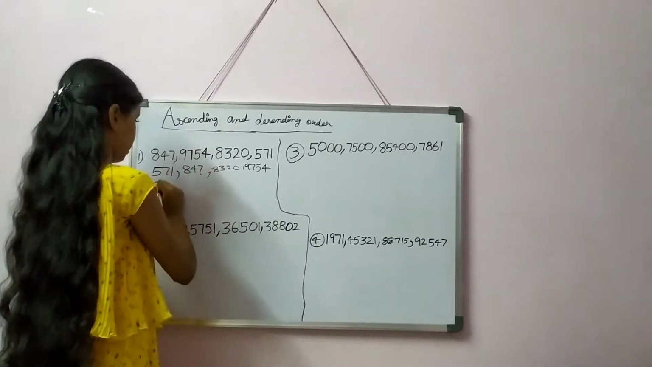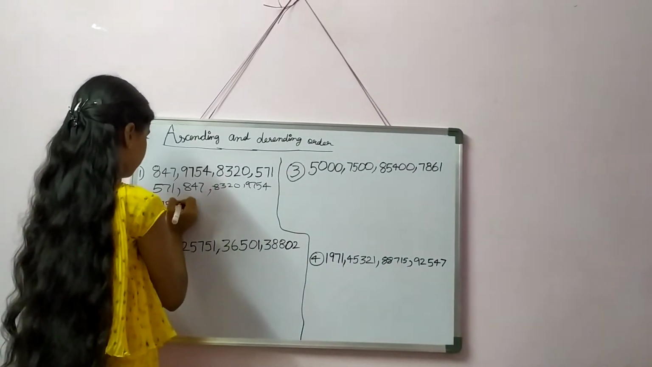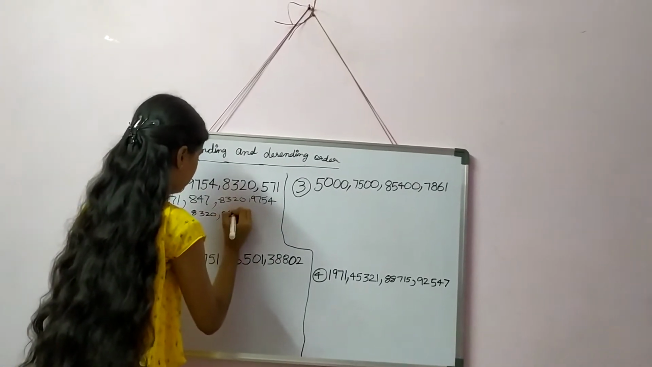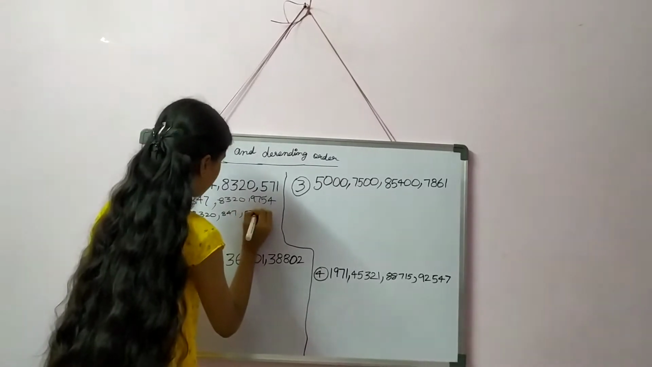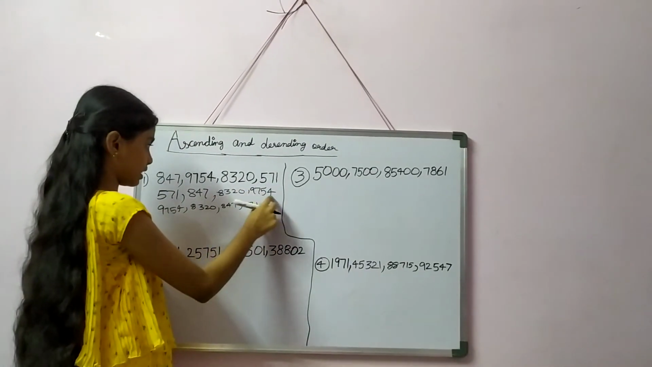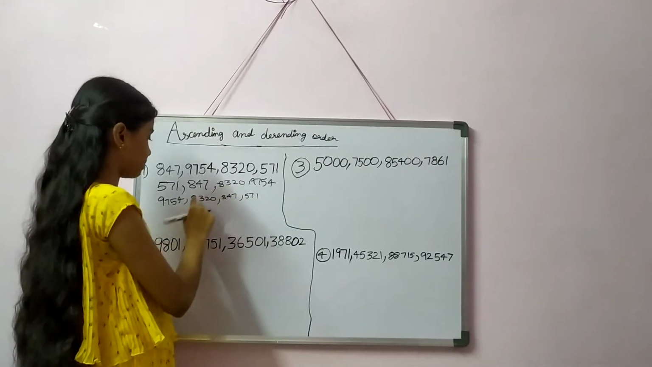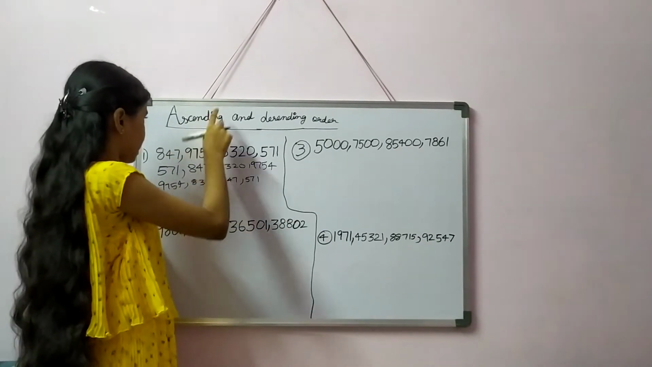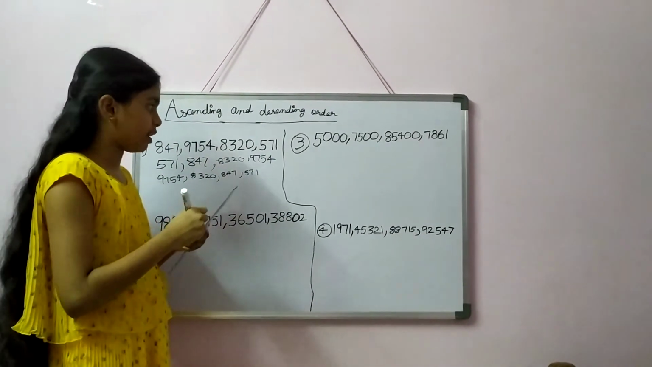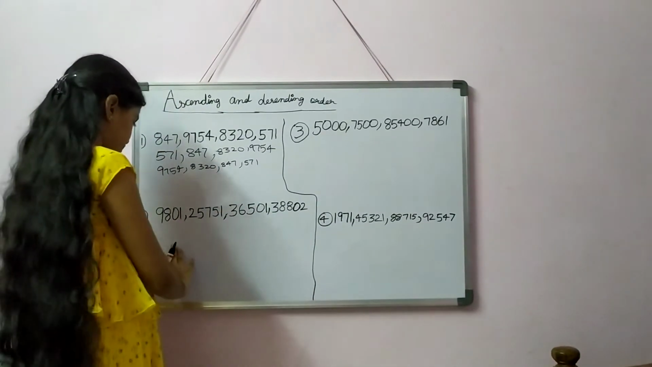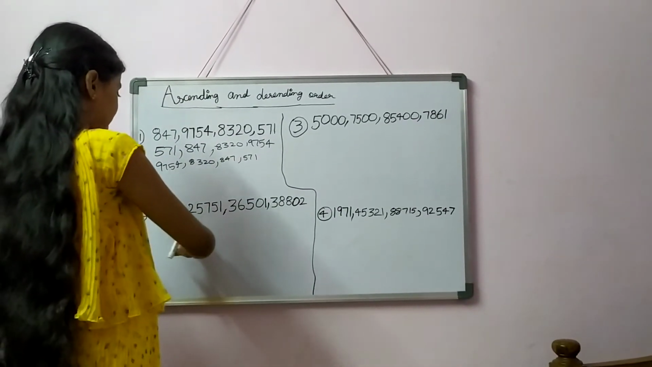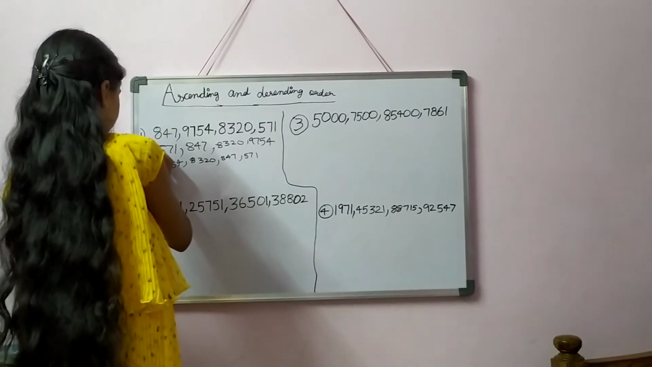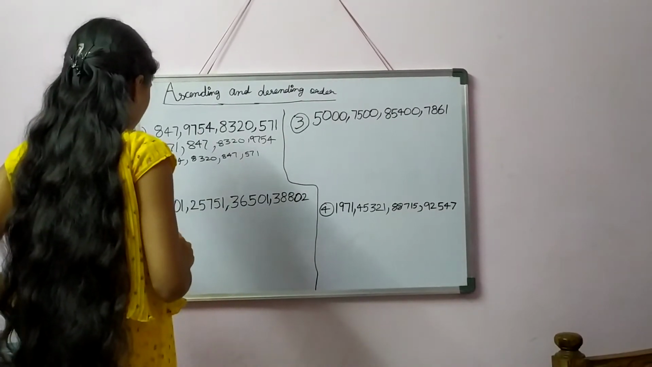For example, like this. This number should come first, this number second, 847 third, and the last, which was first in ascending order, should be last. Okay, now let us go to the second sum. Again it is the same: this is descending order, this is ascending order. Now let us go to the second one.